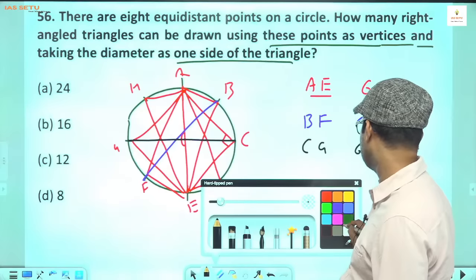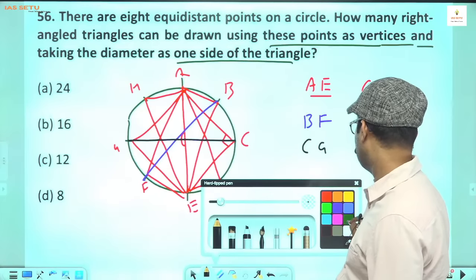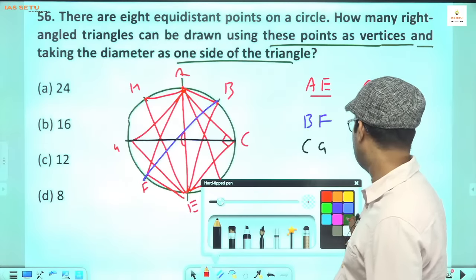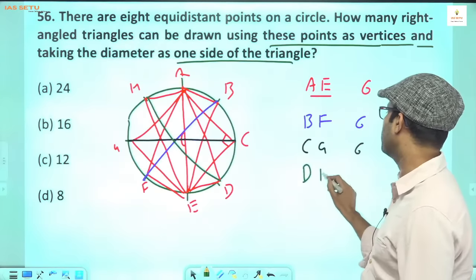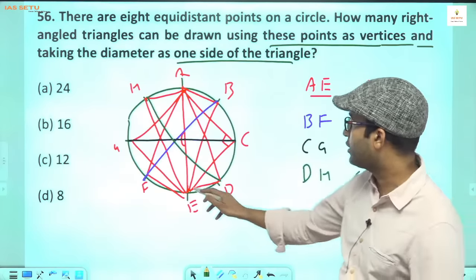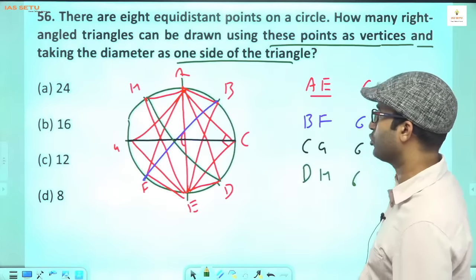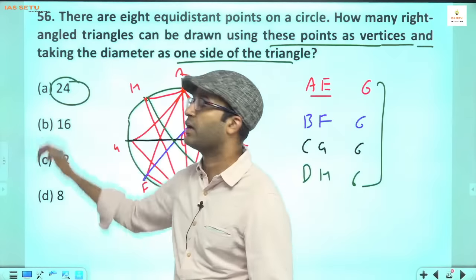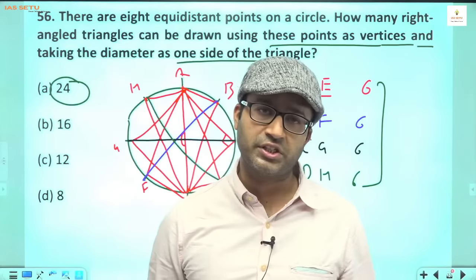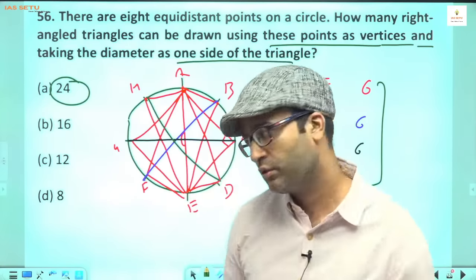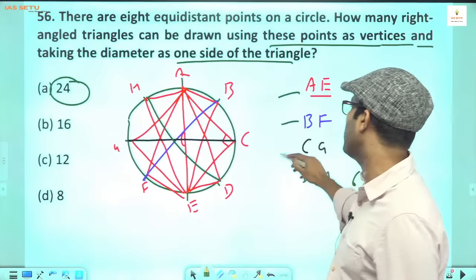Then you use D and H, you get 6. Again E and A, that has already been done. So there will be 24 triangles, 24 right angle triangles are possible. From every diameter there are 6 triangles, 3 on the right, 3 on the left. Okay, there will be 4 possible diameters.